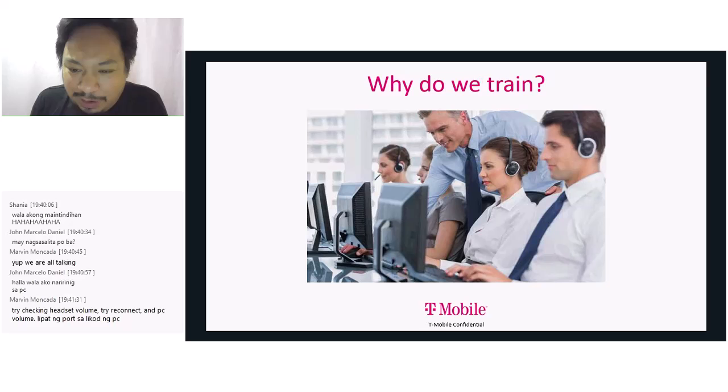Now, how do we know if they are applying what we taught them to do? How will we know if they are applying? Paano natin malalaman kung ginagawa nila yung dapat nilang gawin, yung tinuturo natin sa kanila?